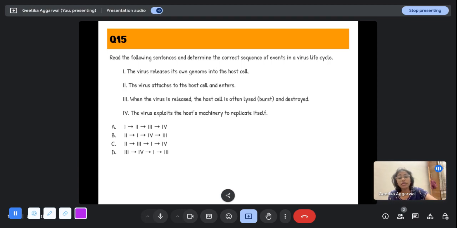So yeah, the correct answer to this question is option number B, 2, 1, 4, and 3. So first of all, the virus should attach to the host cell and enter it. Then it should release its own genome. Then it should exploit the host's machinery, and then only will it be released and the host cell will be lysed. Okay. So, this was all for your week 10 tutorial.